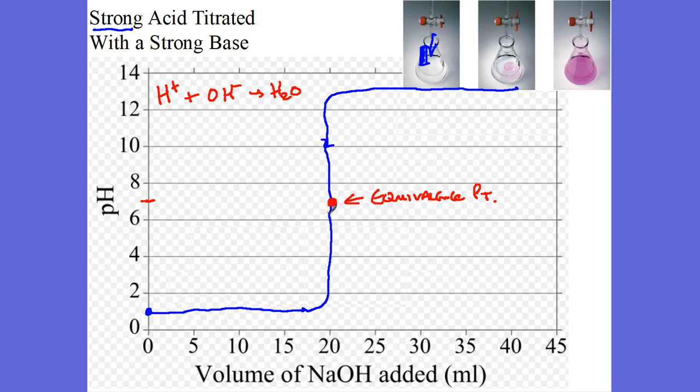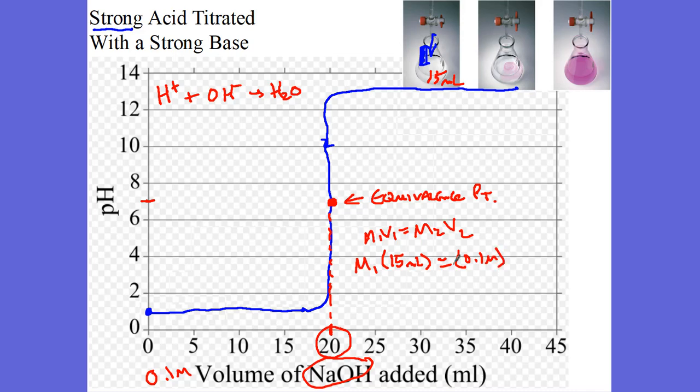You can see how I can know this is how much volume of my base I need to put in. So let's say we go to M1V1 equals M2V2, and let's say my acid, I don't know its concentration, but let's say I have like 15 milliliters of my acid at the bottom. So I started with 15 milliliters. Well, when I hit my equivalence point, let's say I have 0.1 molar of the NaOH. So that's 0.1 molar of my base.